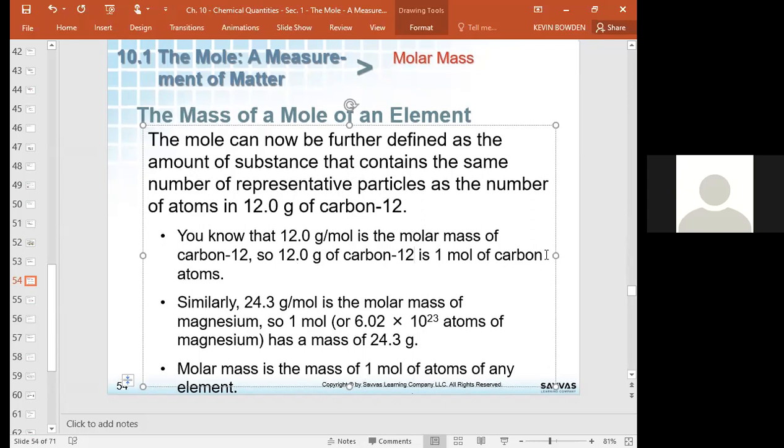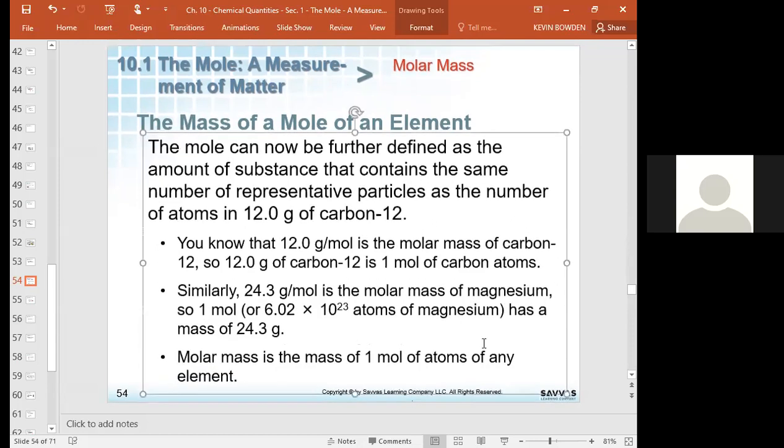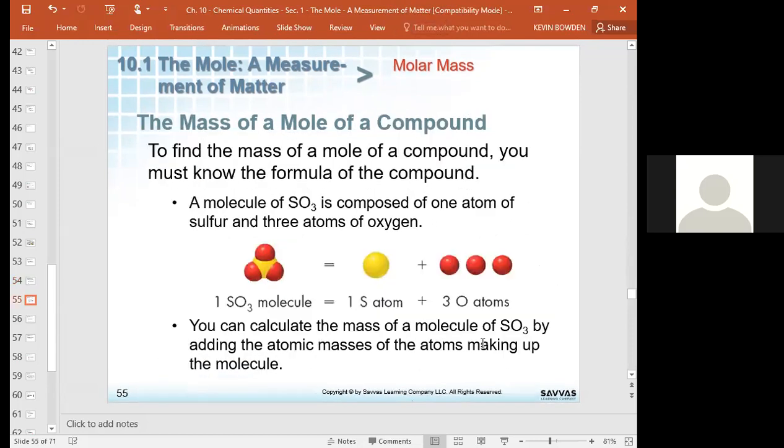Let's see if I can search this too. There we go. Okay, so I have this compound here, sulfur trioxide, very common, especially when you burn coal. It goes up in the air, reacts with the water in the air to make sulfuric acid, H2SO4. And that's a problem because that kills a lot of things. So you've got a sulfur and 3 oxygen atoms.